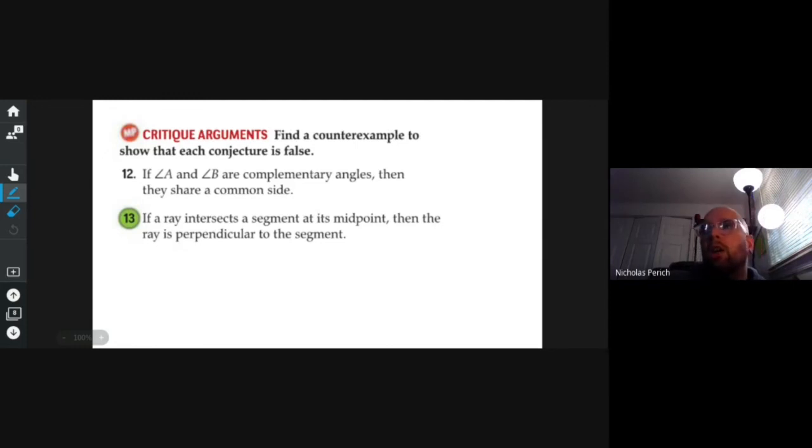So if A and B are complementary angles, they share a common side. Complementary angles means they add up to 90 degrees. Can someone give me an example of when two angles that add up to 90 degrees will not share a common side?